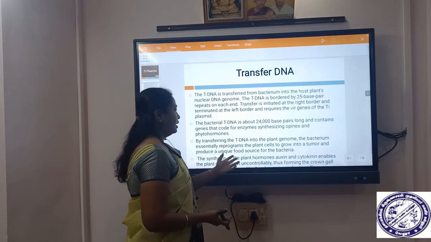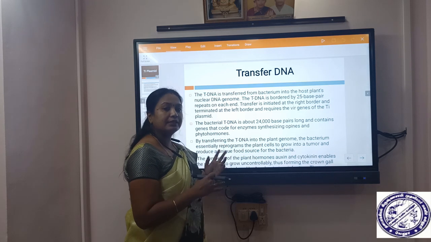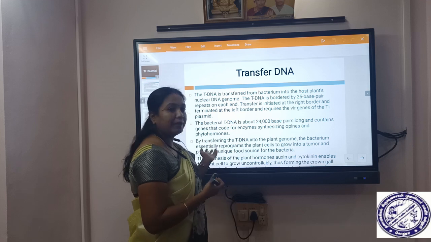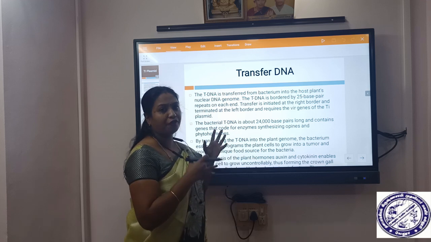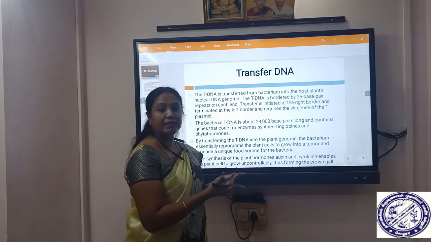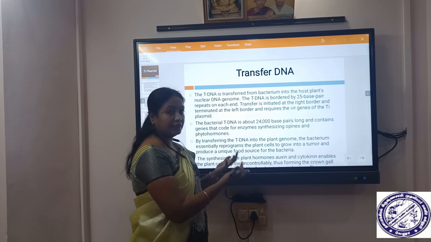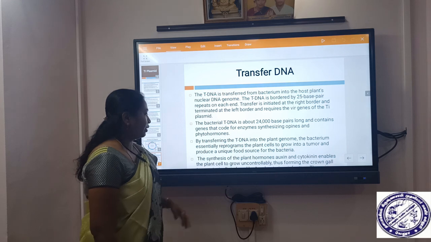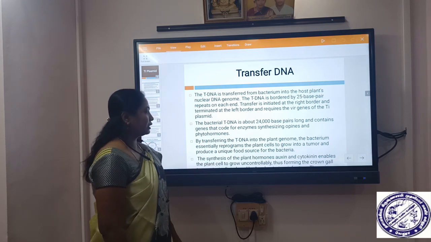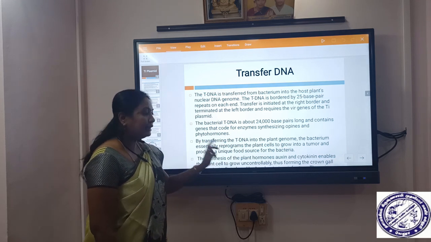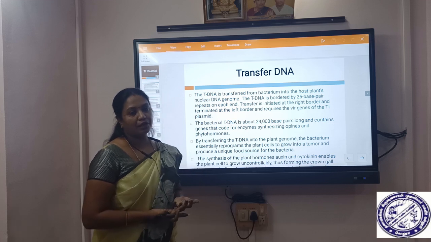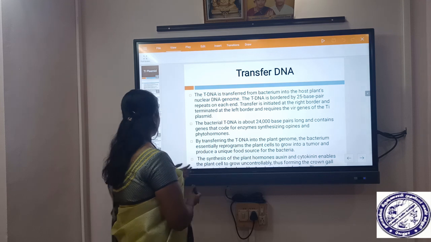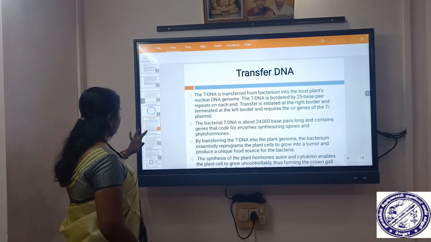So that is what is given here. The plant is getting reprogrammed. A complete function will be reprogrammed as per the instruction of the newly inserted Ti plasmid, tDNA region, and as a result the tumor growth will be there. So the synthesis of plant hormones, auxin and cytokinin, they only initiate the uncontrolled growth of the cell, which results in the formation of tumor actually, right?